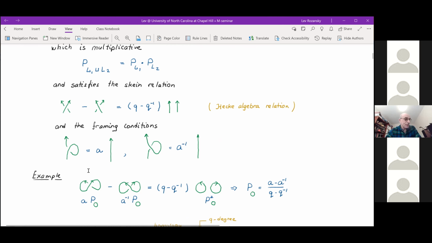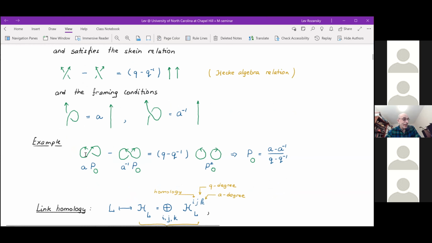As an example, one can derive immediately the value of the polynomial of a single unknot. For that, you close the skein relation by 2 arcs. So you get a figure eight minus a figure eight equals q minus q inverse times the double unknot. Then applying the skein relation and multiplicativity, you see the figure eights are in fact unknots with a twist. So you have a relation on the polynomial of the unknot, and if you assume that it is non-zero, then it must be a minus a inverse over q minus q inverse.